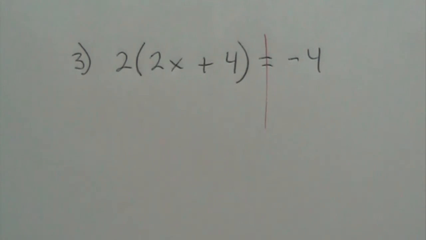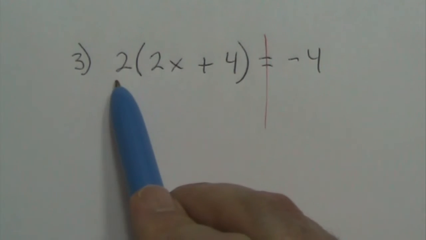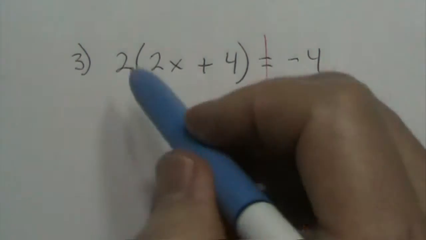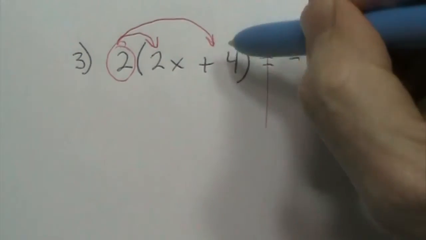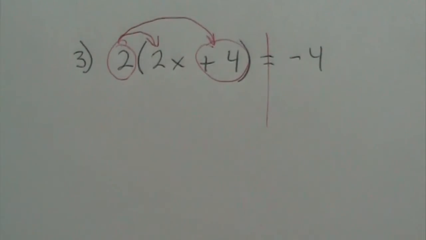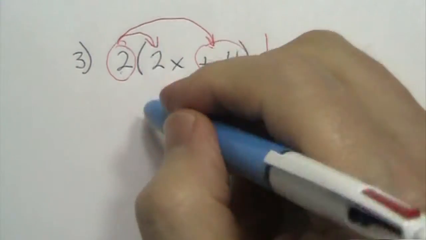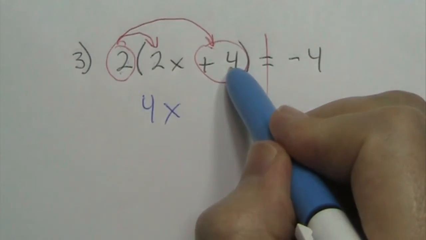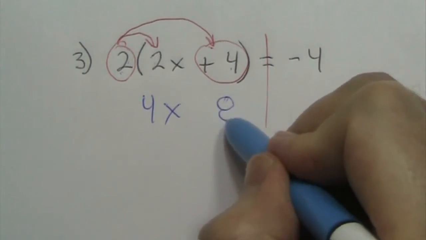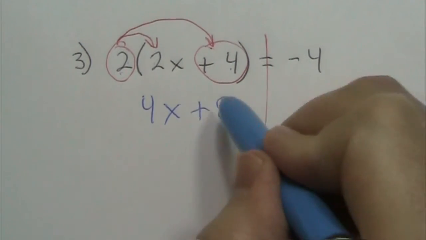Okay, we have a left and a right side. I notice we have distributive. Do that first. Outside times each number inside. This is a positive 4, plus 4. 2 times 2. 2 times 4. And they're both positive.